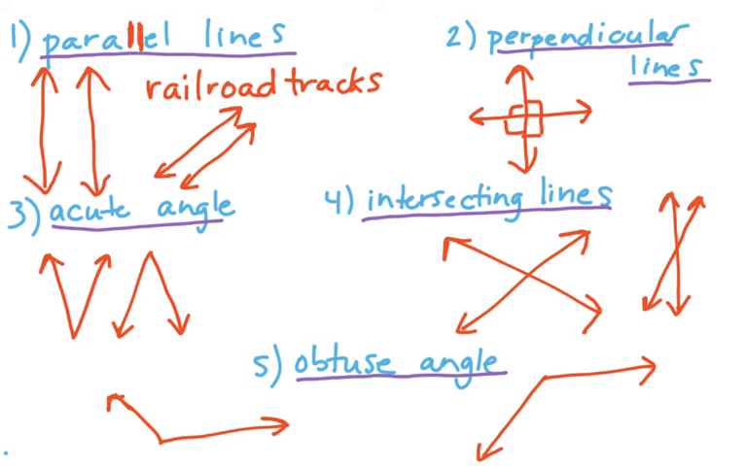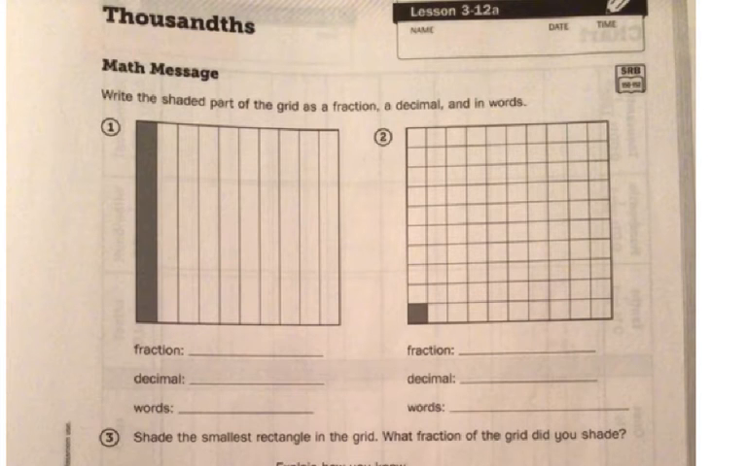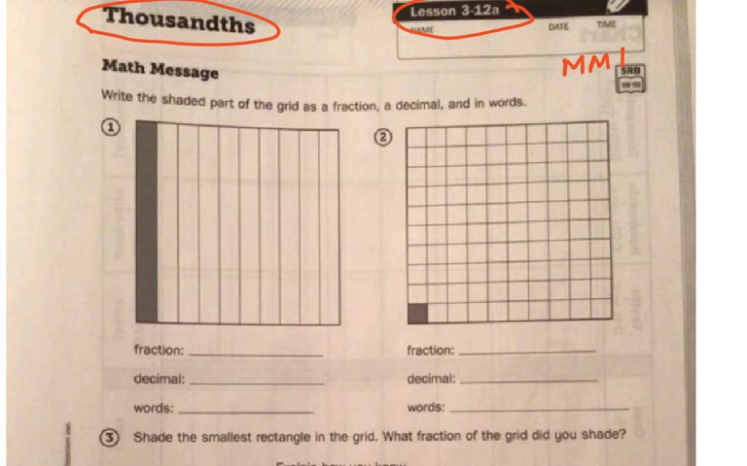All right, we're going to go ahead and go into our packets. This is just a copy of it, so I don't have a great copy of it on the video, but you're going to look for Lesson 312A, and it should say thousands. It's very near the back, and you might also find MM1, Math Master 1, at the bottom. So we're going to just be working in this packet for this lesson.